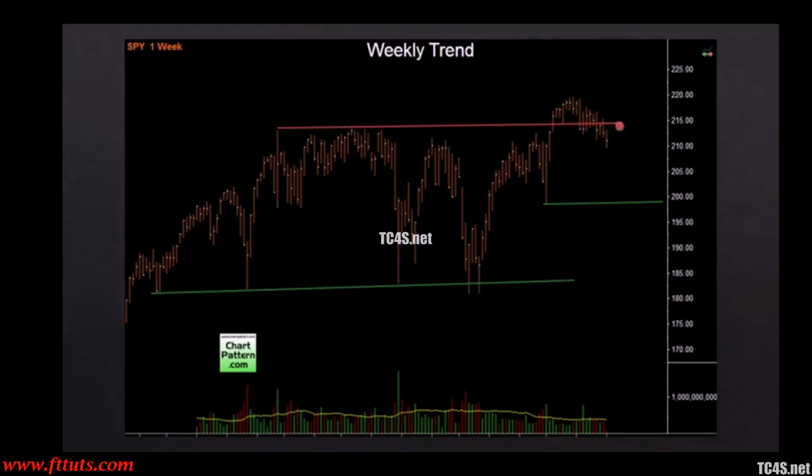Of course, if we break this descending line and start flying, we're trending again. But if we don't and we keep falling into this region, we're just in a trading range. We're not trending, but we're not downtrending either, especially on this time frame.